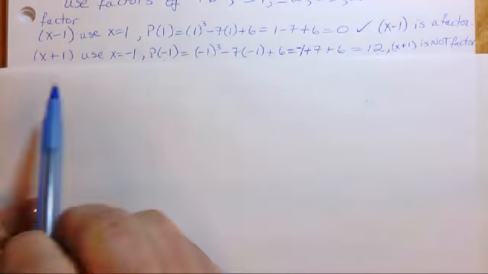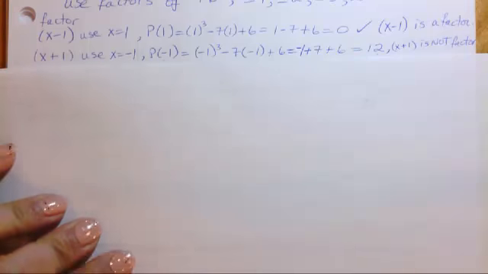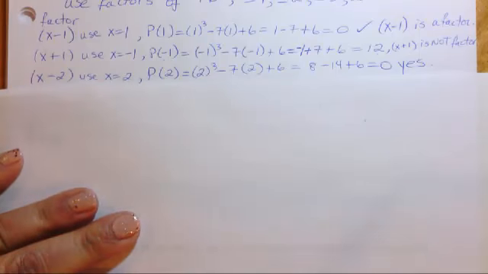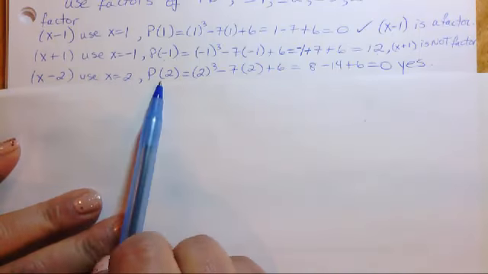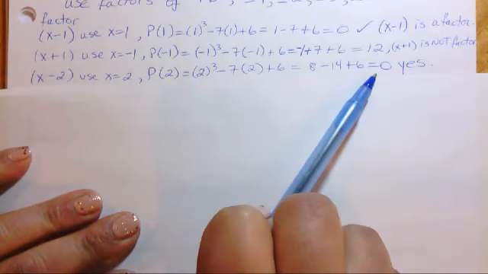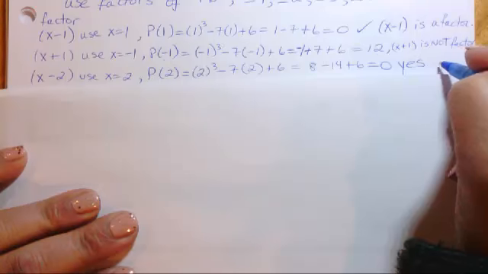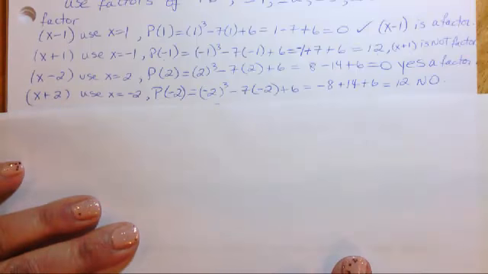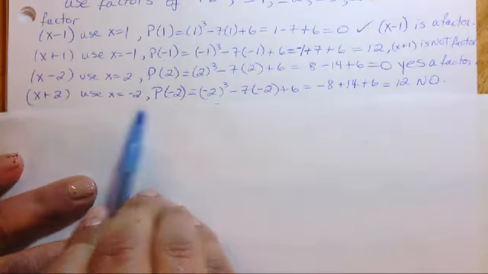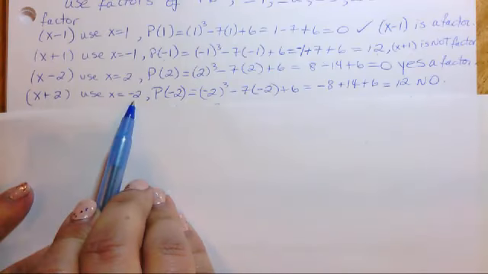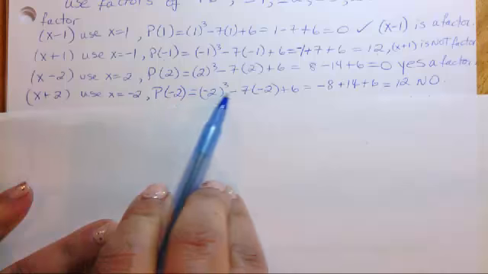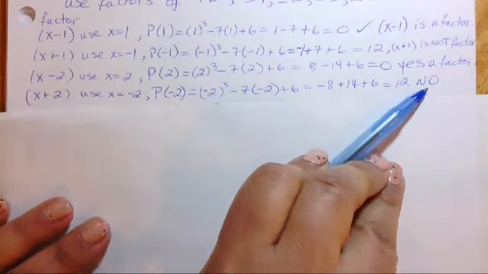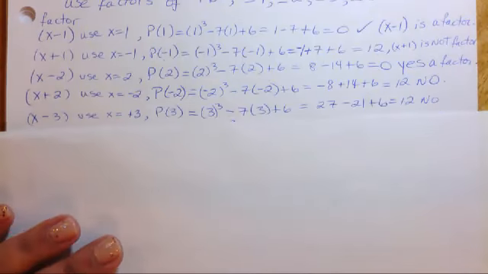Okay, so now that we're back, the last ones I left you with were x minus 2 and x plus 2. So the reveal here for x minus 2: when we used x equals 2 to plug into our p of x, we ended up getting that it does equal 0. So yes, it is a factor. Okay, and x plus 2, when we used x equals -2 to substitute in here, we ended up getting that it was equal to 12. And so that means it's not 0. So it's not a factor, and we're going to move on to the next one.